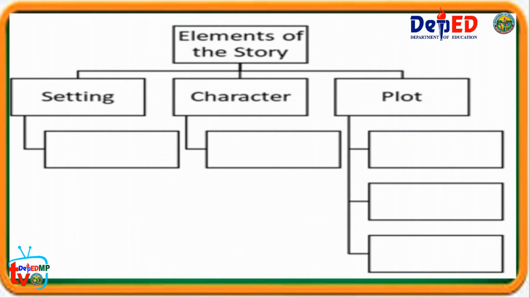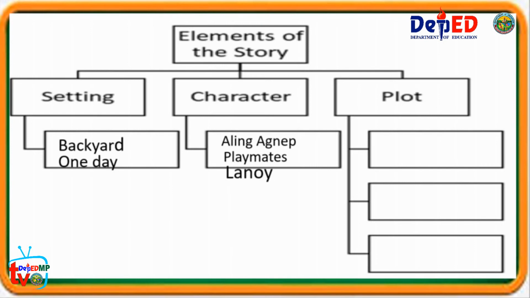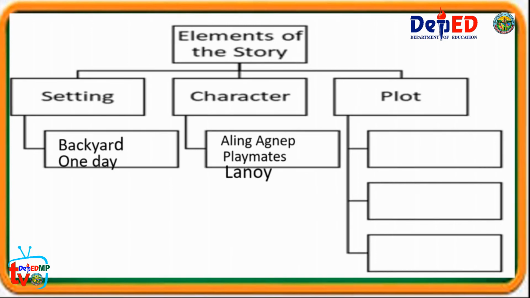Remember, there are 3 elements of the story: the setting, character, and plot. Backyard and one day should fall under setting. Who are the characters in the story? Aling Agnup, playmates, and Lanoy.